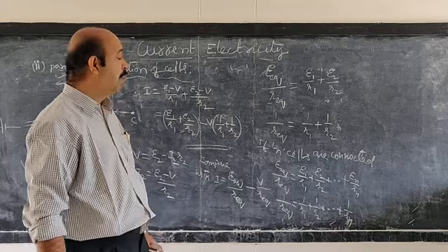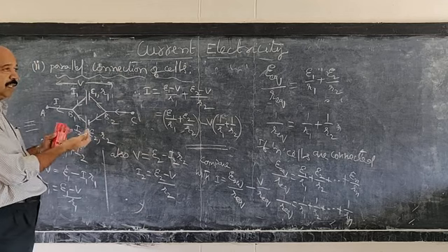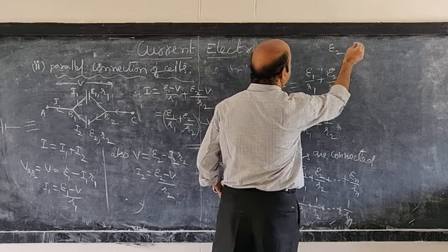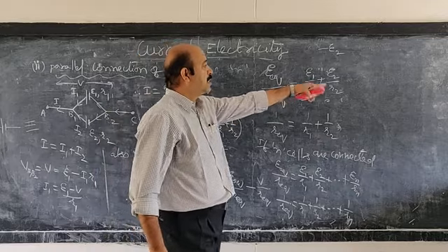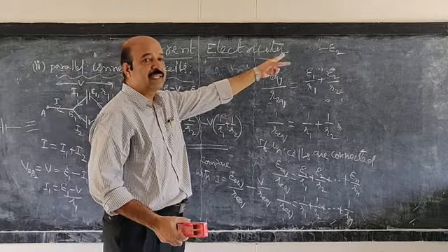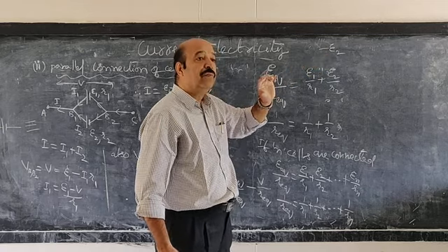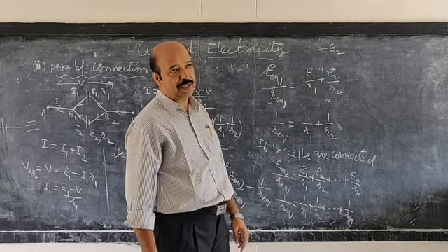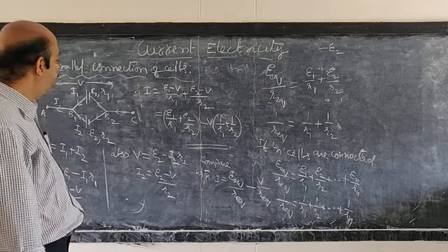Now, suppose one of the cell connections is reversed, then you have to change the sign of E. Suppose E2 is reversed, then you have to put minus E2. Only the sign of the EMF of the cell which is in reverse connection changes, but resistance doesn't change. Its EMF must be given the negative sign in the expression. In that way, you can find the equivalent EMF of a cell.